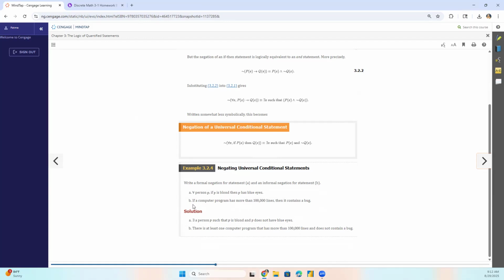P is blonde and P doesn't have blue eyes. Now, if you look at the second part, if a computer program has more than 100,000 lines, then it contains a bug. Now, this is an if-then statement. Its negation will be, there's at least one computer program that has more than 100,000 lines, and it doesn't contain a bug. So it's P and not Q. P and not Q is its negation rule.